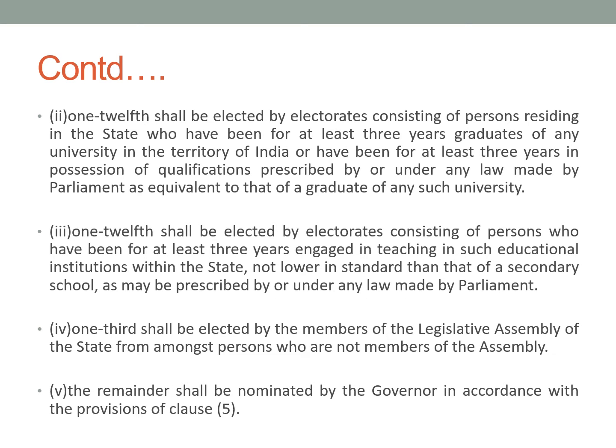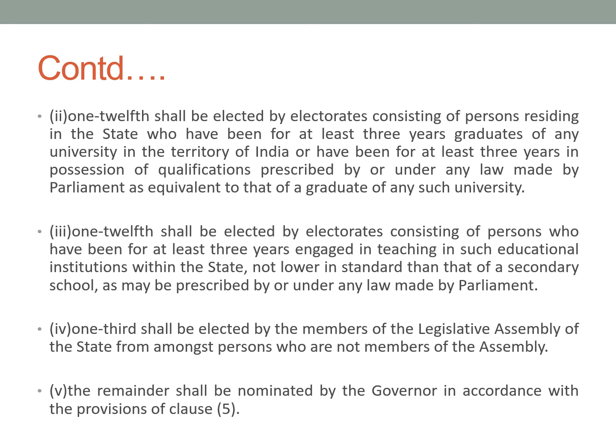Now as per clause 3(2), 1/12 of the members shall be elected by the electorates consisting of persons residing in the state who have been for at least 3 years graduates of any university in the territory of India, or have been for at least 3 years in the possession of qualification prescribed by any law made by the Parliament as equivalent to that of a graduate in any university in the territory of India.